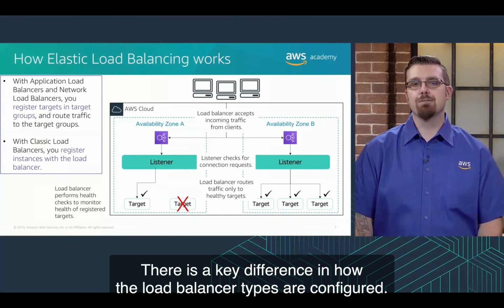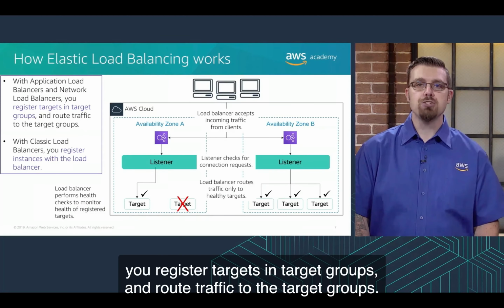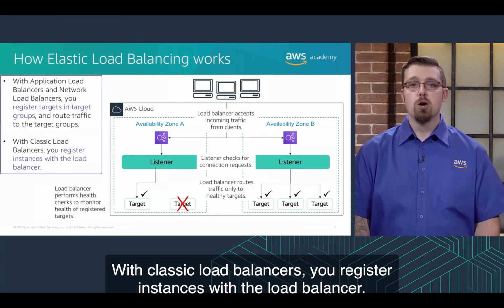There is a key difference in how the load balancer types are configured. With an Application and Network Load Balancer, you register targets in target groups and route traffic to the target groups. With Classic Load Balancers, you register instances with the load balancer.